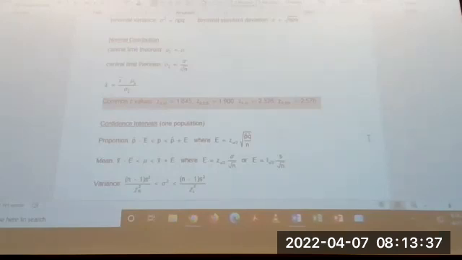Successes, over the number of trials. Rosalind makes 80 free throws out of 100 attempts. That's p-hat. That's simple. So p-hat doesn't require any understanding.